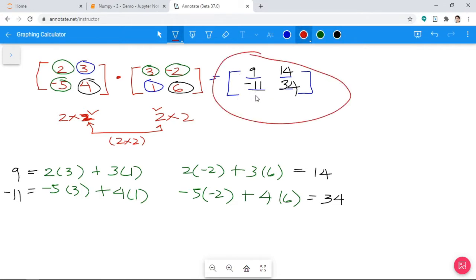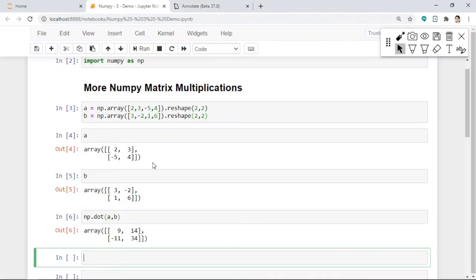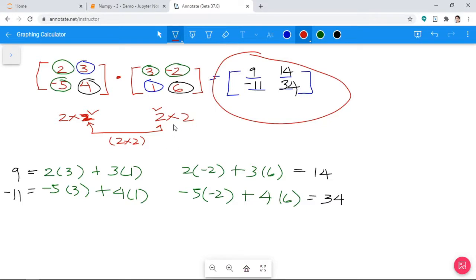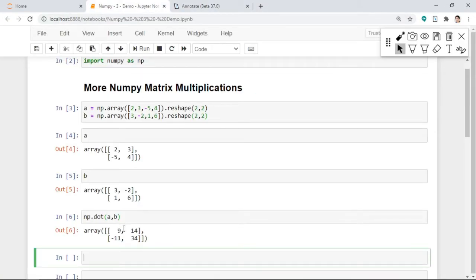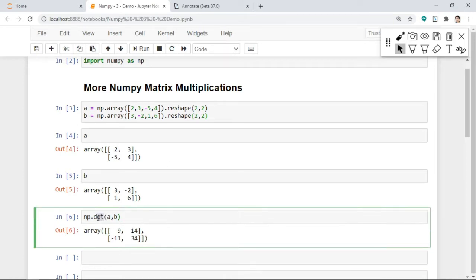I hope you appreciate the NumPy library more, because if you want to compute this manually, you will have to do all this. Imagine if this is a big matrix, we will have a lot more computation here. Again, 9, negative 11, 14, 34. To check, we have the correct answer for the matrix multiplication. Again, I want to highlight, we will use dot and not multiply.